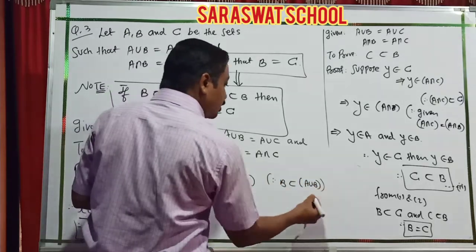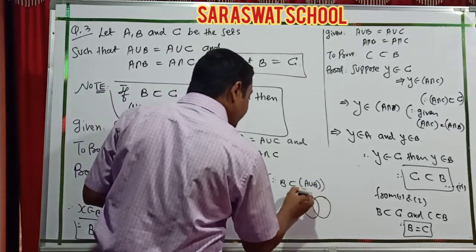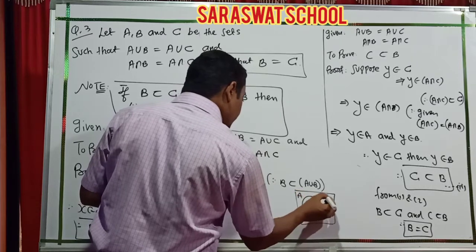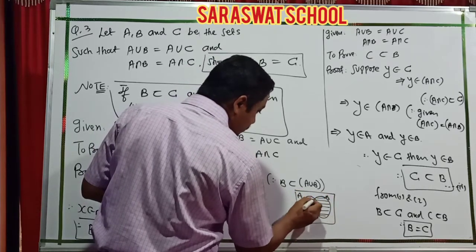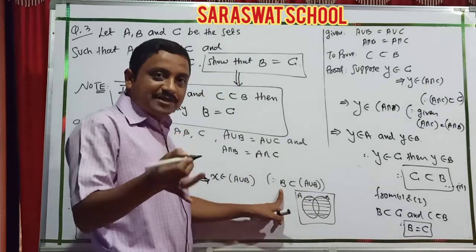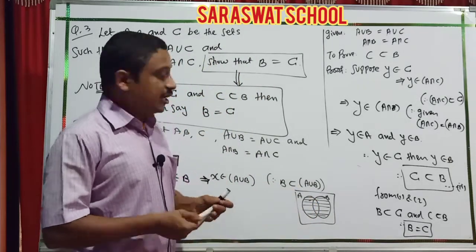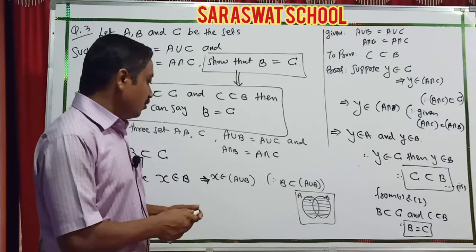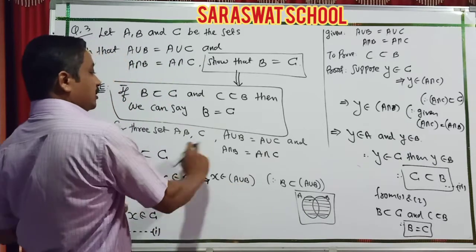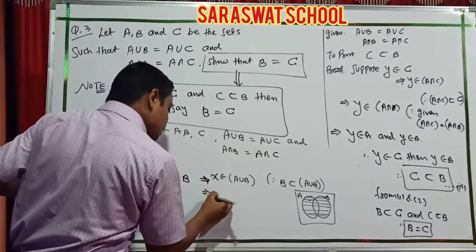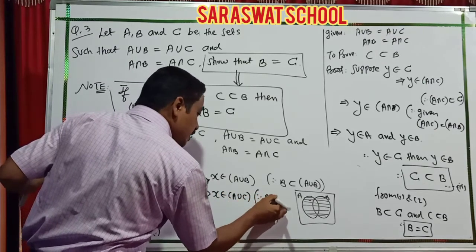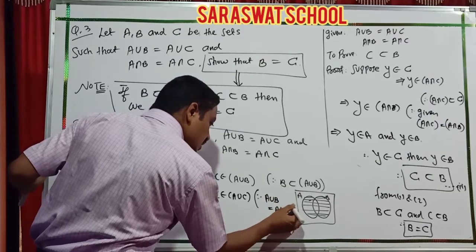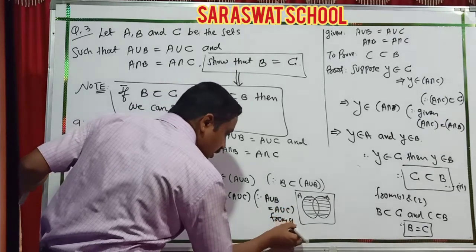Students, here also I make the drawing for your better understanding. This is your A and B. Surely this A union B is shaded, and B is a part of A union B. Therefore it is a subset. Now A union B equal to what? A union C, so I write down here A union C, because A union B is equal to A union C from the given.